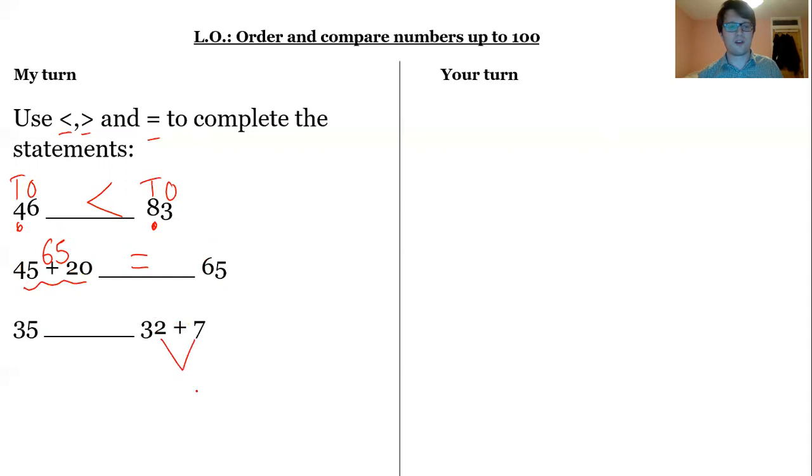What about this one again? Well, I need to work out this whole. 32 add 7. 2 add 7 is 9. So I get 39. And then I can see again, 39 is larger than 35. So again, the bigger side is pointing to the bigger number.